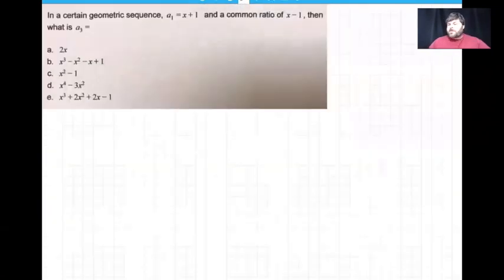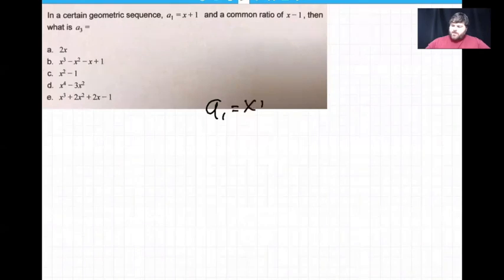All right, in a certain geometric sequence, a sub 1 is x plus 1, and a common ratio of x minus 1. Then what is a sub 3? All right, so this is saying that the first term in the sequence is x plus 1, and then the common ratio is x minus 1. So it's like we're multiplying by this x minus 1 each time.